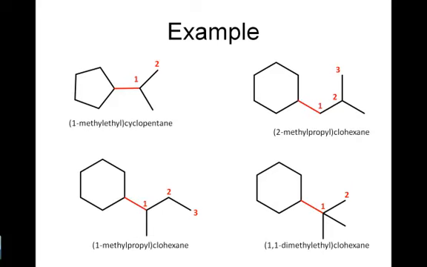Our final example would be 1,1-dimethylethylcyclohexane. This is the systematic way to name substituents. I'm not going to expect you to know this, but I do expect you to know the common names for all of the branched substituents we saw in the previous slide.